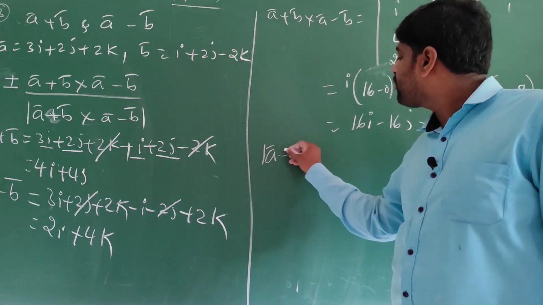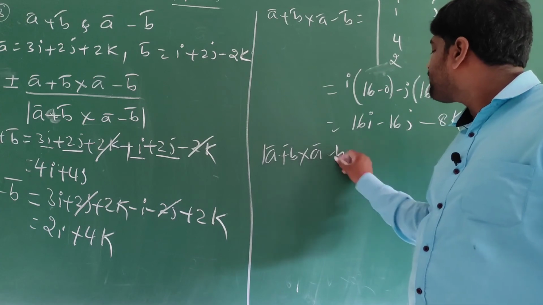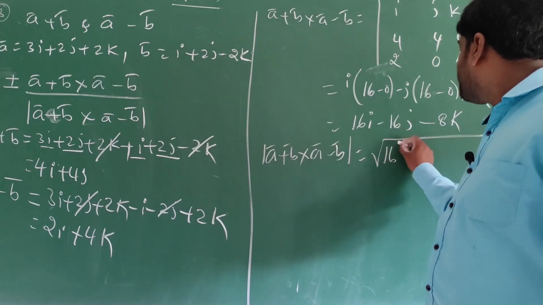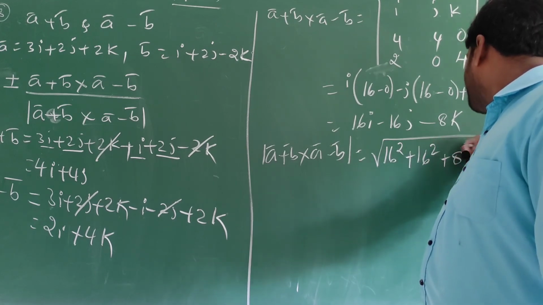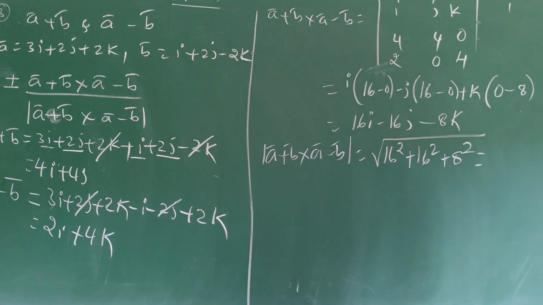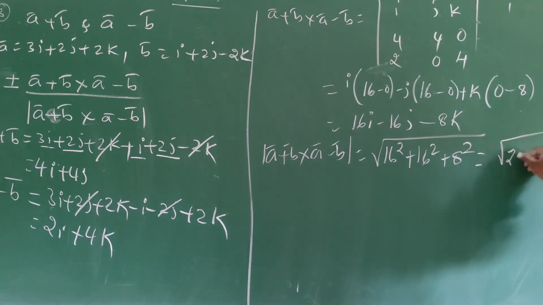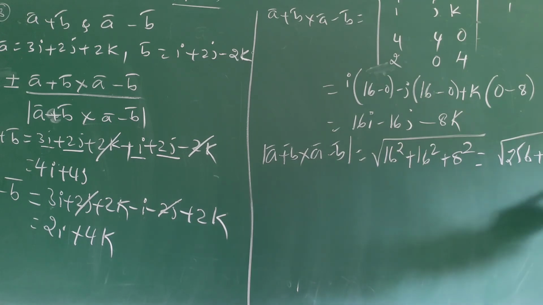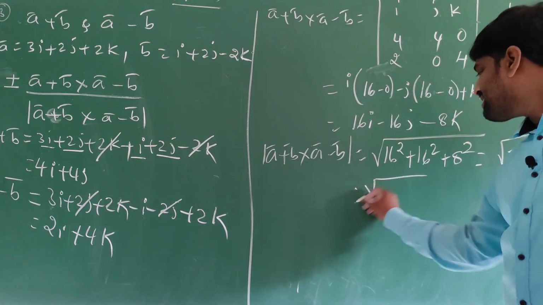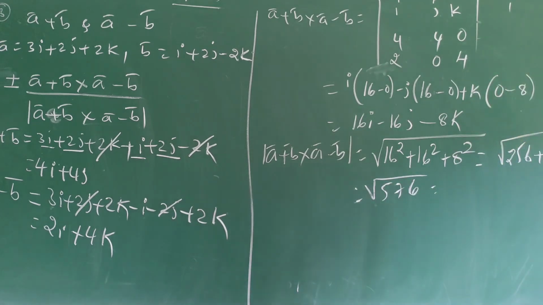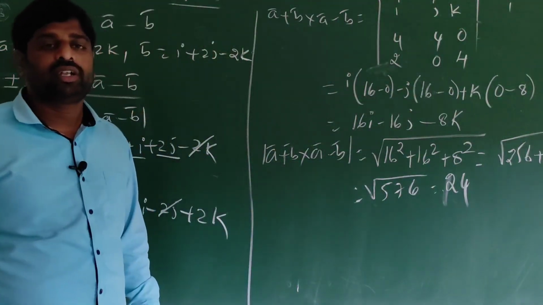That is, the magnitude of a bar plus b bar cross a bar minus b bar is equal to the square root of 16 square plus 16 square plus 8 square. 16 square is 256, plus 256, plus 64. 256 plus 256 is 512. 512 plus 64 is 576. The square root of 576 is 24.